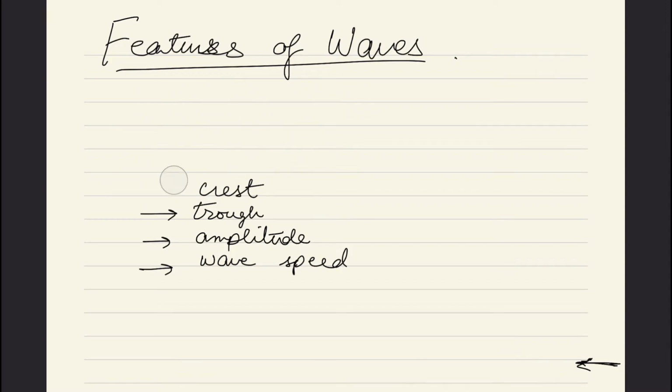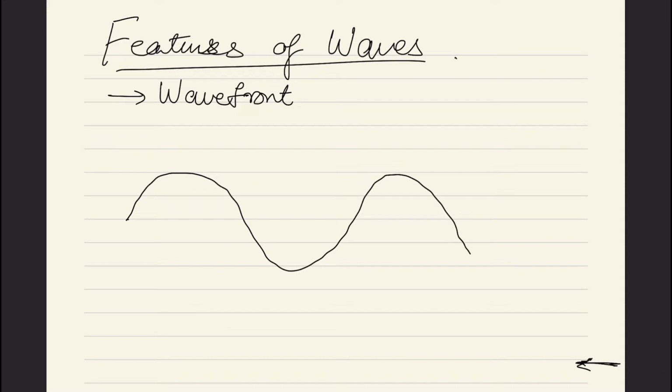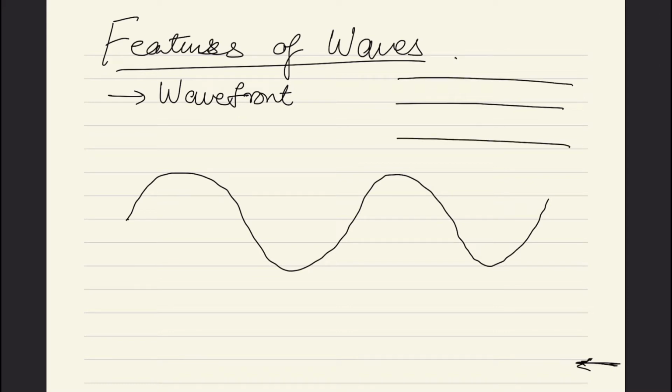In order to discuss these features one by one, let me start off with the wavefront. For example, this is a wave. If we see this wave from the top, it will look like this. So this is the top view, and this is the side view of the wave.